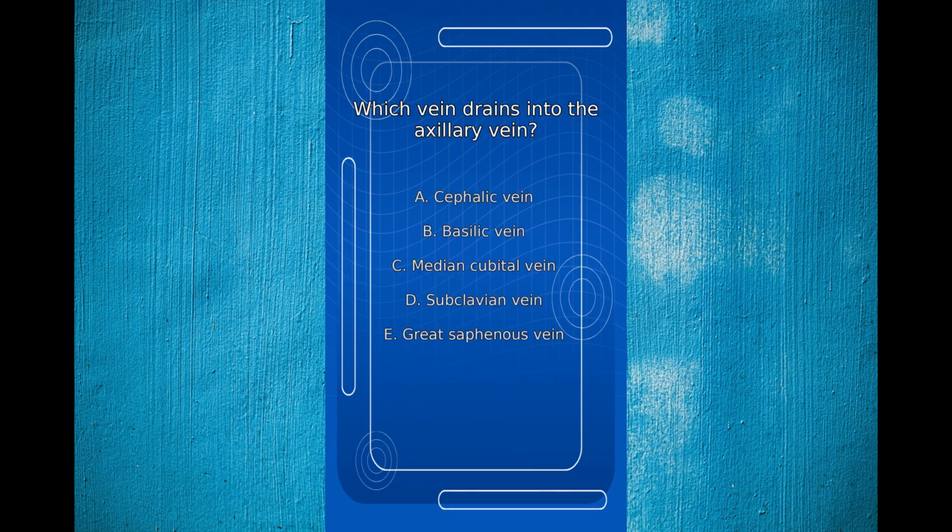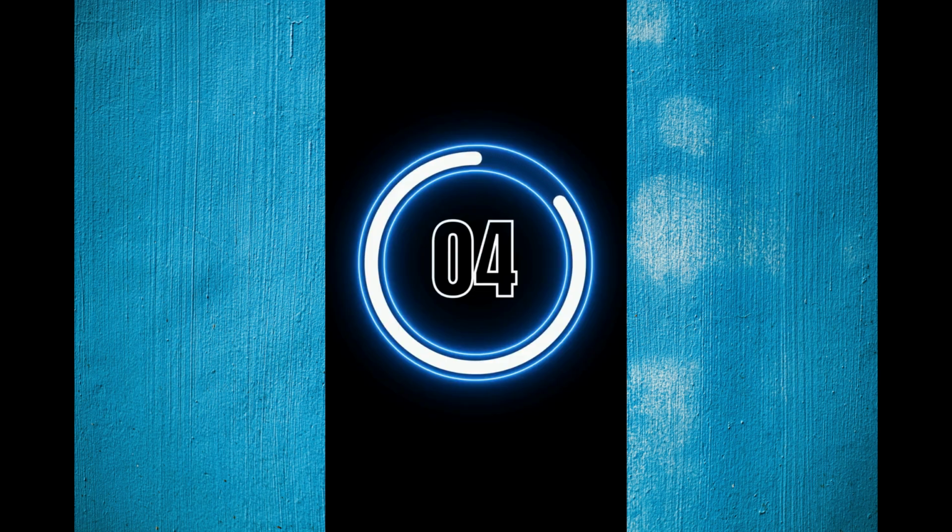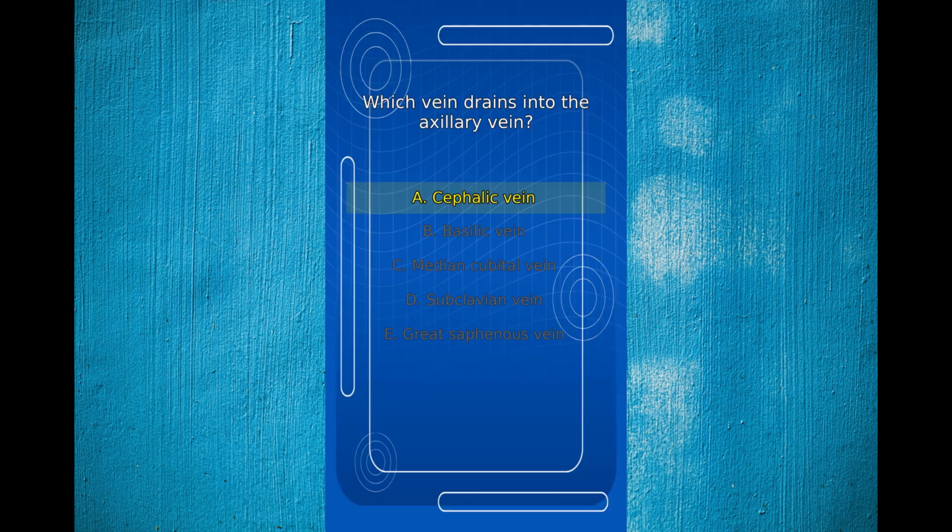Which vein drains into the axillary vein? The correct answer is A. Cephalic vein. The cephalic vein drains into the axillary vein near the deltopectoral groove.